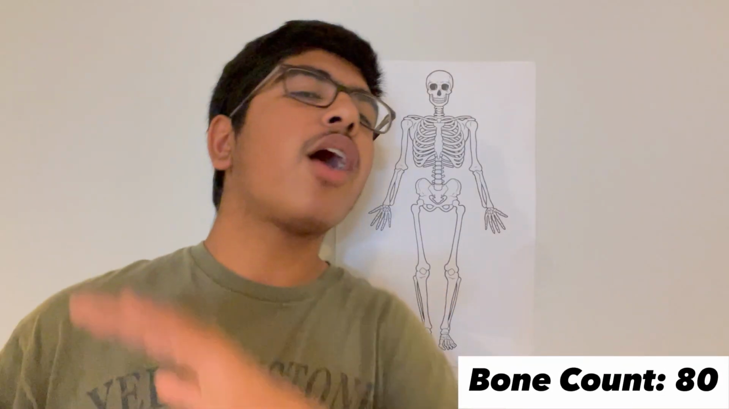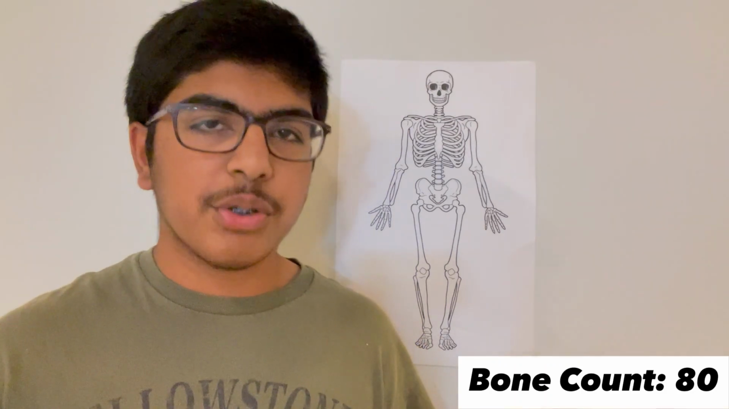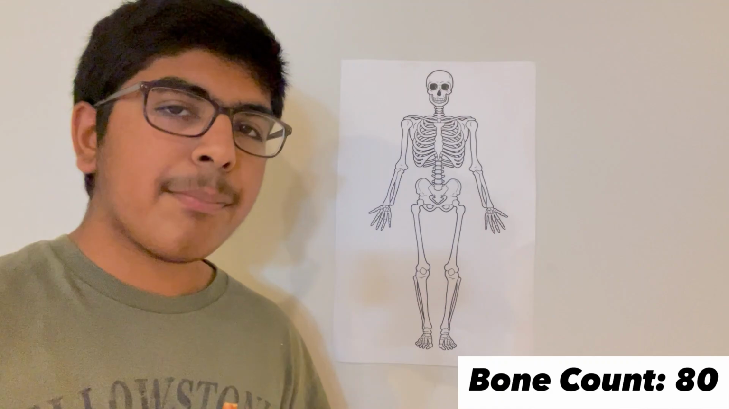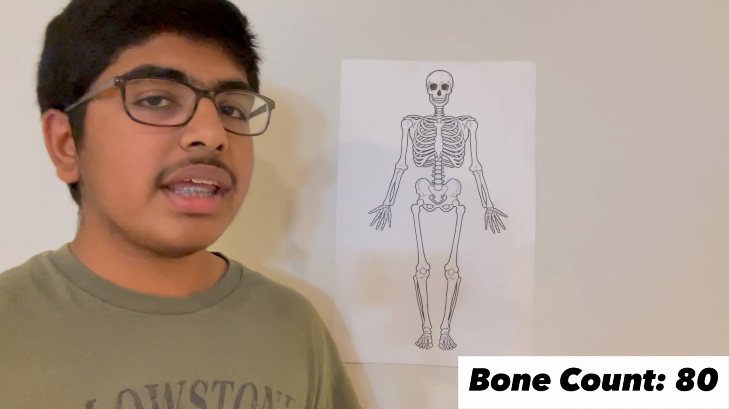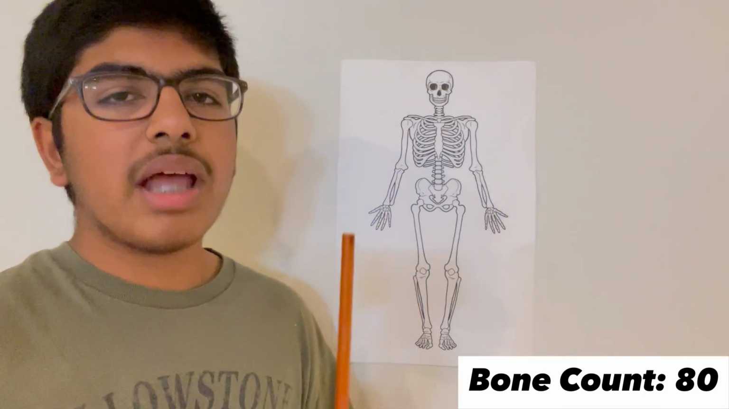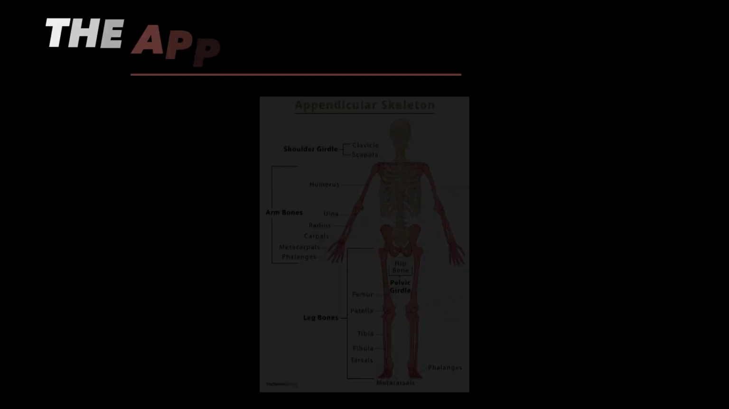And just like that, we are done with the axial skeleton. 80 out of 206 bones, or just about 39% of the skeleton, is complete. And now it's time to get into the appendicular skeleton, which includes everything that we haven't discussed so far, or everything that attaches or appends to the axial skeleton. So without further ado, let's get into that.